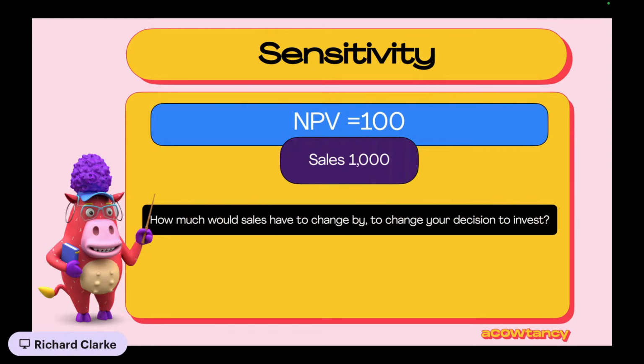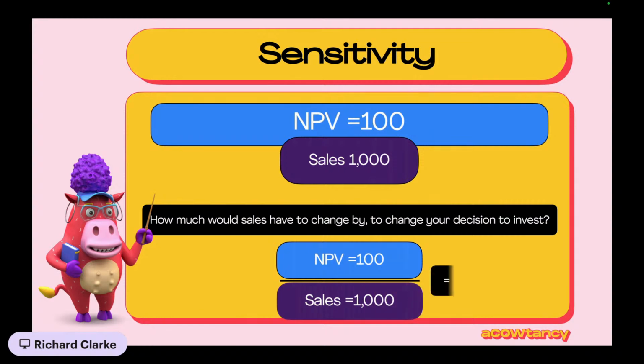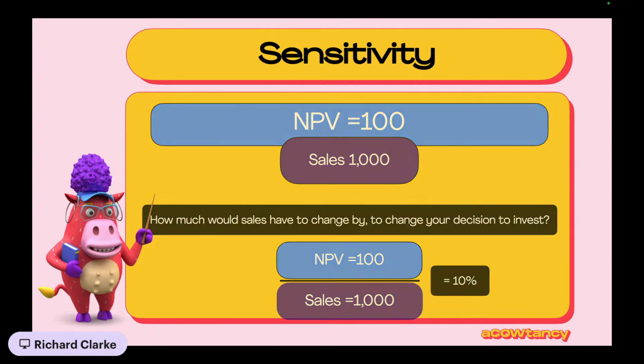So the next question comes along, and this is what sensitivity tries to answer. How much would sales have to change by to change your decision to invest? Well, by 100, wouldn't they? As soon as the NPV gets to 0, you kind of give up. You think, well, it's not worth doing it. So sales would have to change by 100, wouldn't they, for you to change your opinion? 100 out of the 1,000. Make sense? 10%.